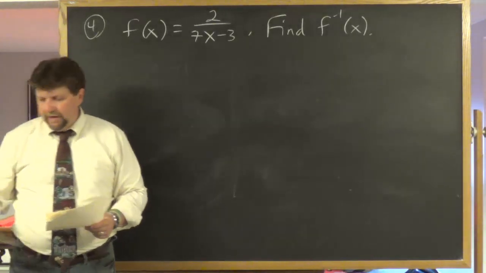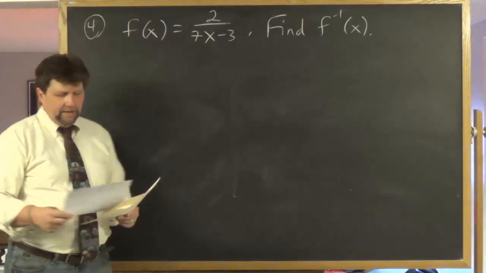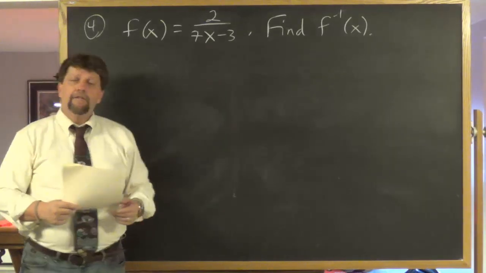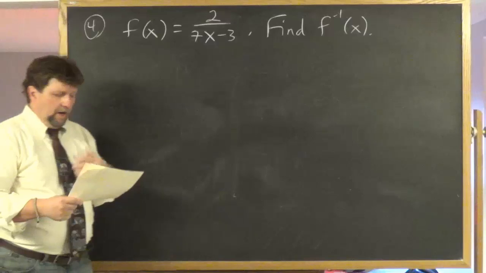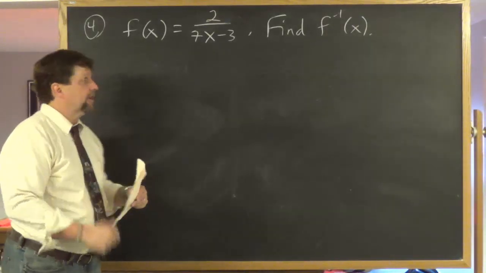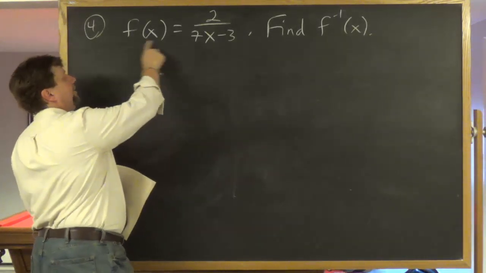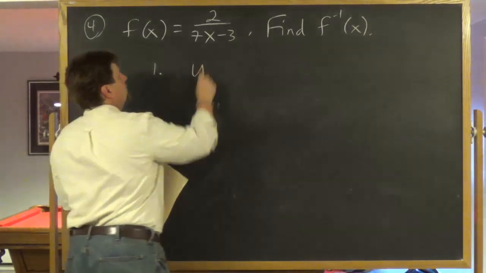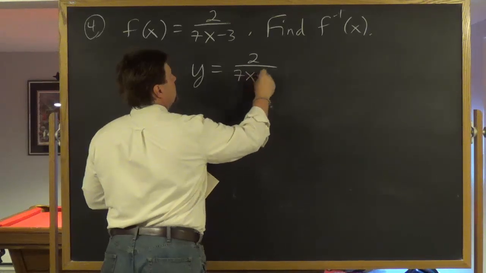Here in number 4, I give you a function f of x equals 2 over 7x minus 3. And I ask you to determine the inverse function, f inverse of x. So this is going to be going through our 4-step process on how to find an inverse function. Remember step 1, you're going to take f of x and you're going to replace it with y. So that gives us y equals 2 over 7x minus 3.